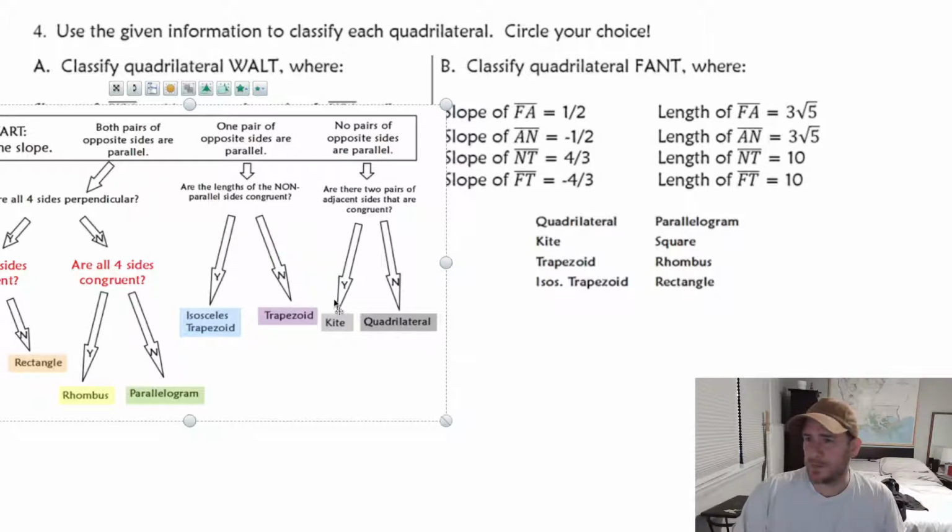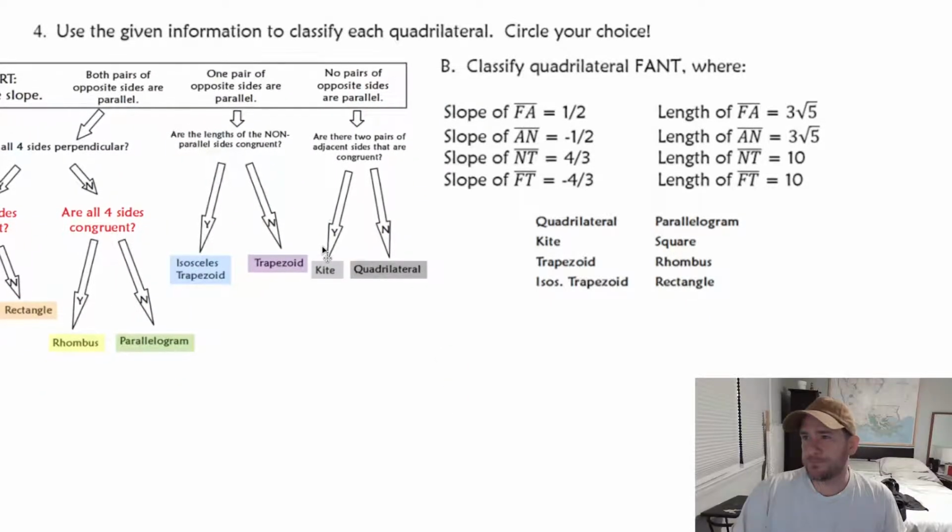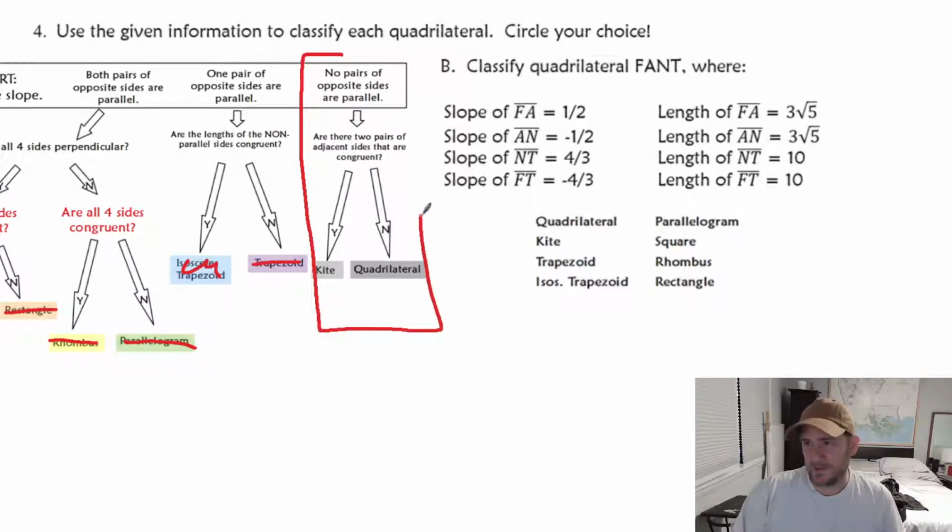All right, so let's do it again. This time what do you see? I see a half, negative a half, 4/3, negative 4/3. None of those are parallel. So it can't be a square or a rectangle or a rhombus or a parallelogram or a trapezoid or an isosceles trapezoid. We're on the no parallel sides region of our table. So it can only be a kite or a quadrilateral.